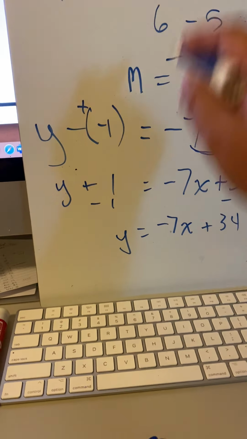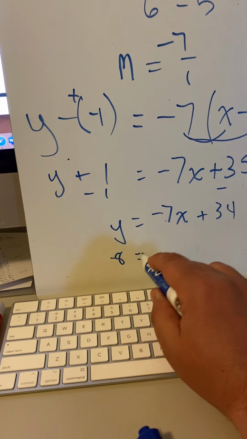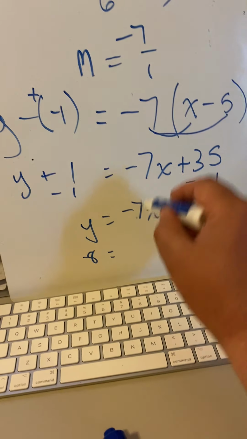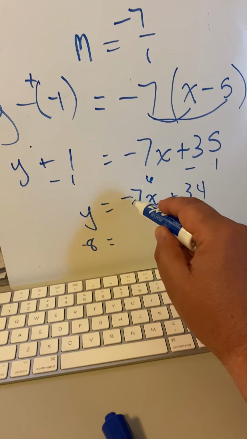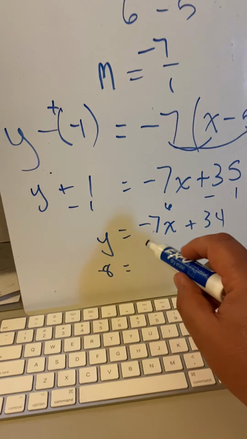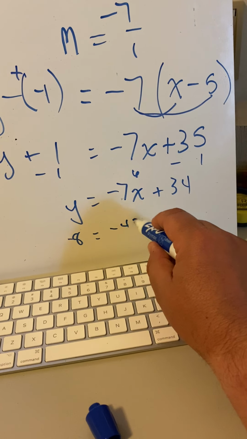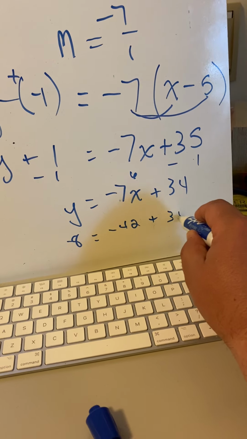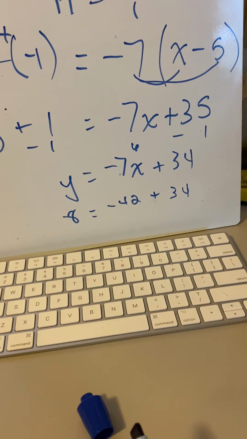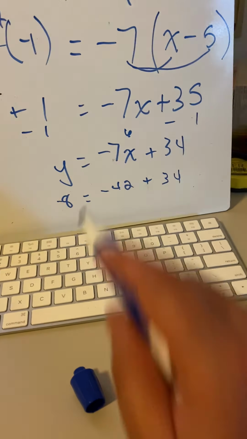Now, how can I test to see if this really works? All I have to do is take the -8, put it in there, put the 6 in here. -7 times 6 is -42 plus a positive 34. Oh, look at that. -42 and a positive 34 make -8.